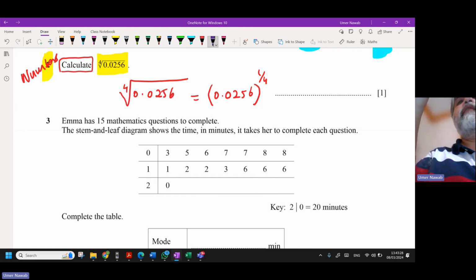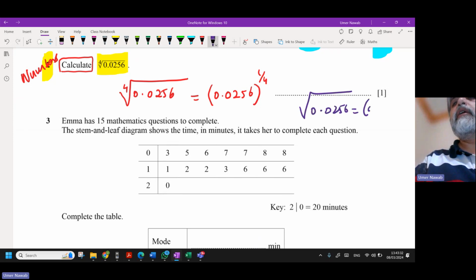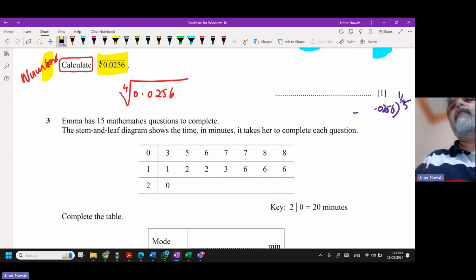Got it? And if it is a square root of 0.0256, then you write 0.0256 raised to power 1 over 2, because we don't write 2 here. Otherwise, if this is 3, then I will write here 3. So everyone understood how we can write the fourth root in the power form.